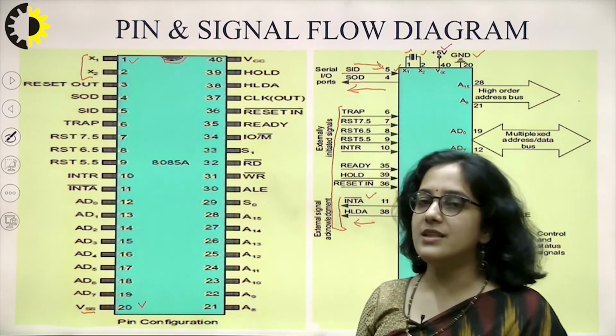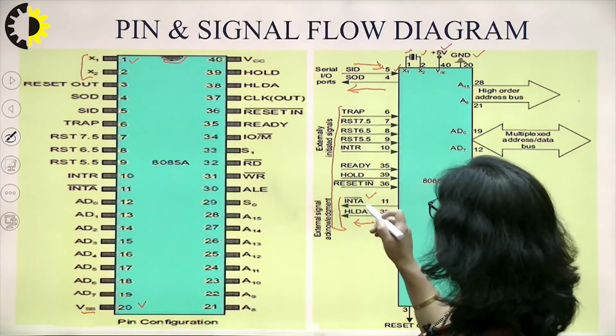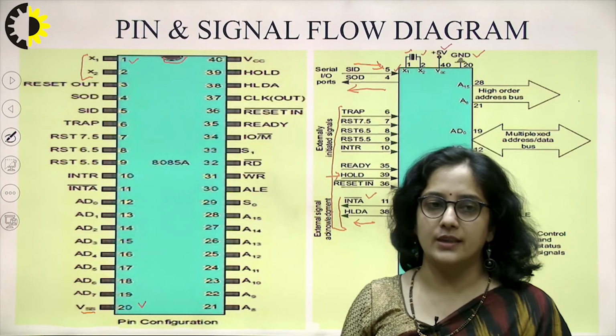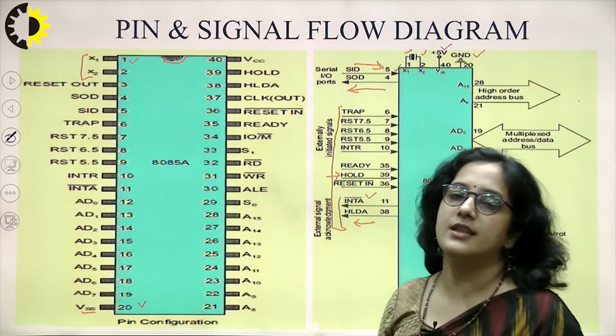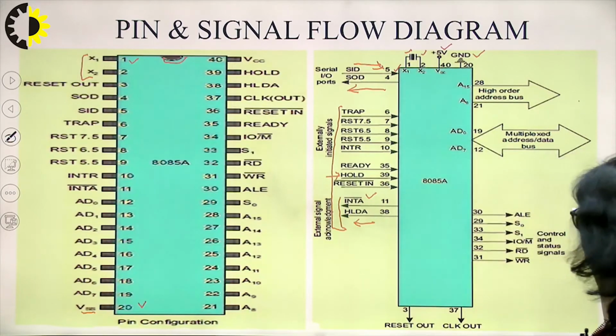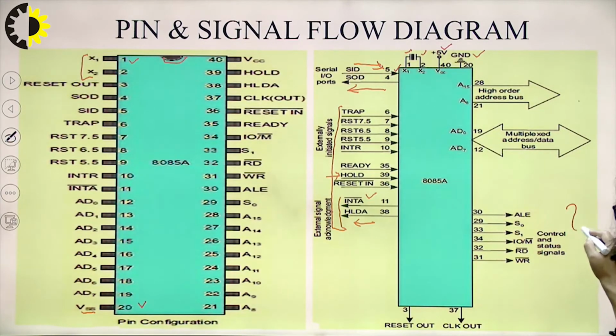So in that case, DMA generates a signal, that is HOLD, and in response to this signal, the HLDA signal is generated by the microprocessor. Now these are some control and status signals.